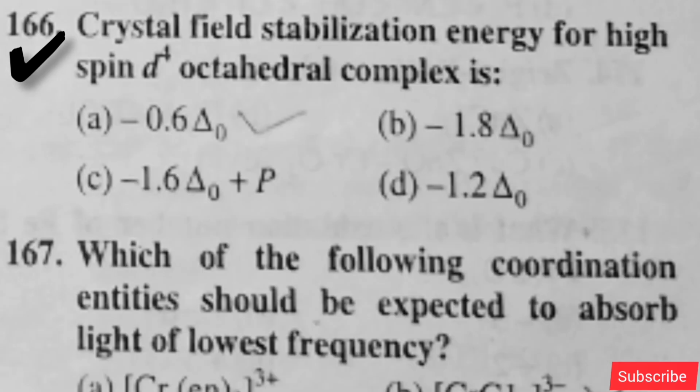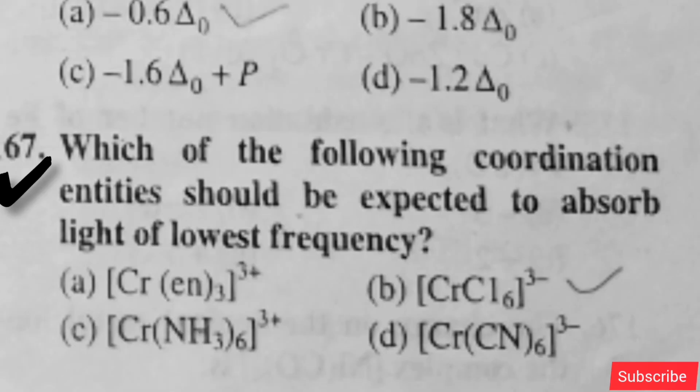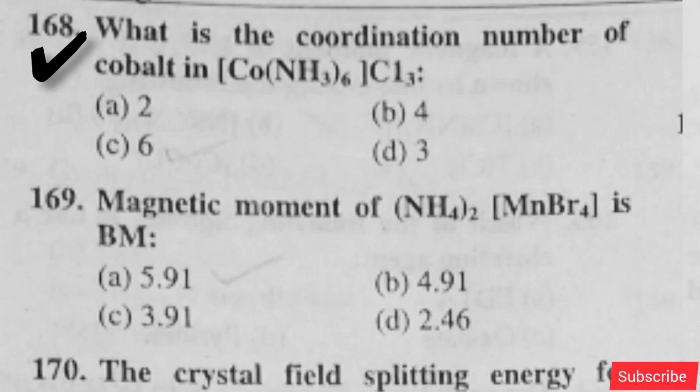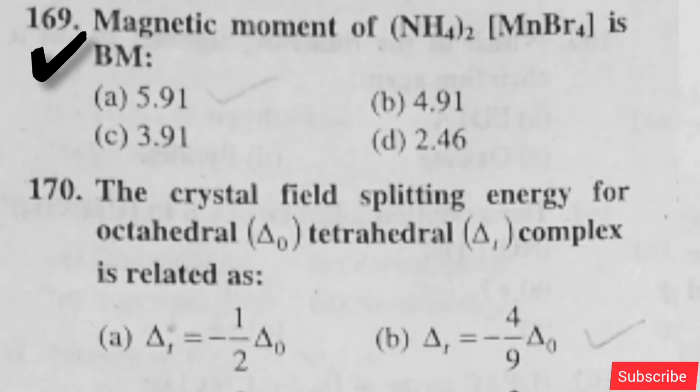Option C is right. Crystal field stabilization energy for high spin d4 octahedral complex is option A is right. Which of the following coordination entities should be expected to absorb light of lowest frequency? Option B is right. What is the coordination number of cobalt in [Co(NH3)6]Cl3? Option C is right. Magnetic moment of (NH4)2[MnBr4] in BM is option A is right.